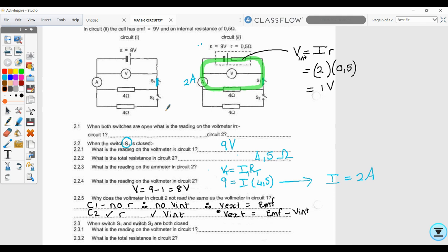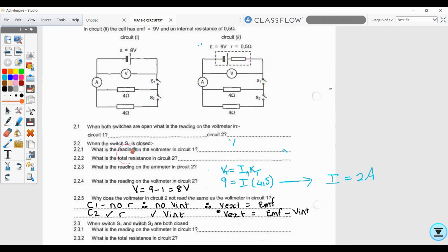The voltage. Current doesn't stay the same. Voltage doesn't stay the same. Were you closing this other switch now? So the resistance changes, the current changes, the voltage changes. There's only two things that always stay the same: internal resistance and EMF. Please remember that. So EMF and internal resistance stay the same.